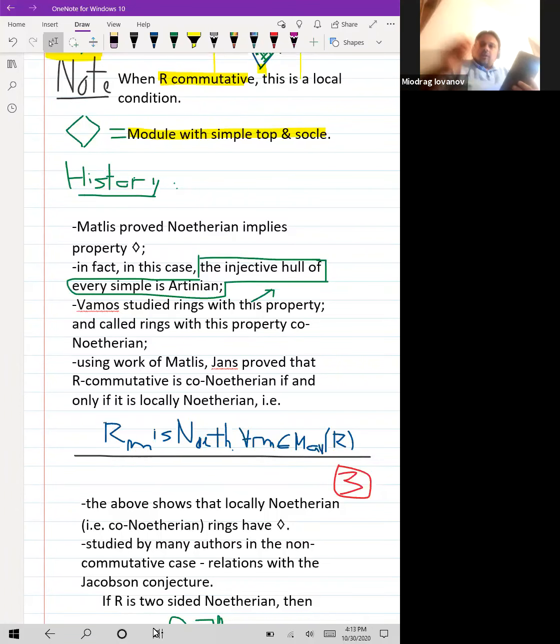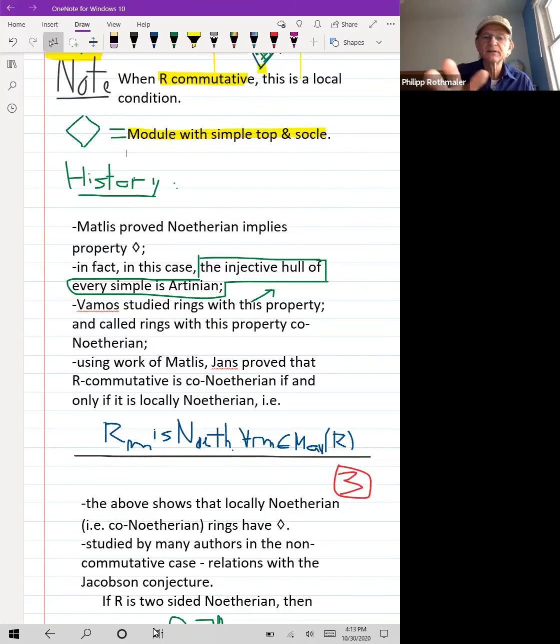Yes, go ahead, Philip. Is that on the same side? If your diamond is on the left, you basically define left diamond. Right, that's right. And does the ring have to be left Noetherian for that?